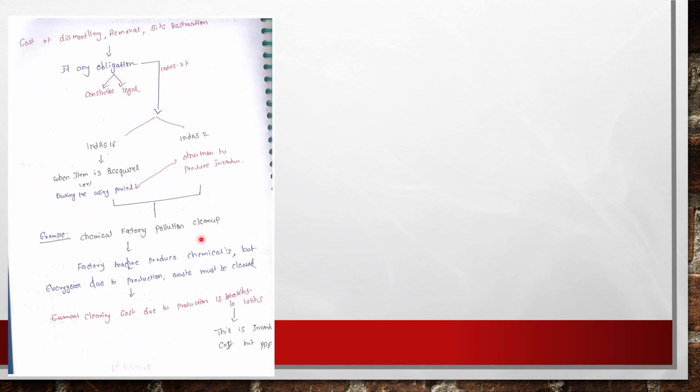Suppose it is a chemical catalytic pollution cleanup. A factory machine produces chemicals, but every year due to production, waste must be cleared. So every year you are clearing this waste, right? So this should be inventory, not PPE, because you are doing it every year.